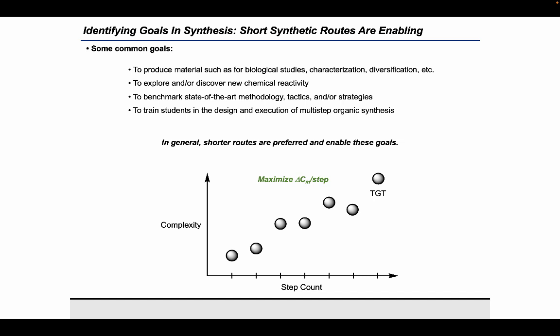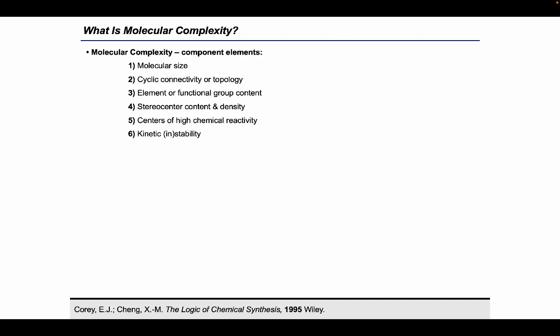Therefore, to effectively maximize this slope, we need to identify component elements of molecular complexity and priority rank transforms based on how effectively they build up molecular complexity. That requires us to answer the question, what is molecular complexity? Corey lists 6 key contributors to molecular complexity in his text, namely molecular size, cyclic connectivity or topology, element or functional group content, stereocenter content and density, centers of high chemical reactivity, and kinetic instability, especially thermal.